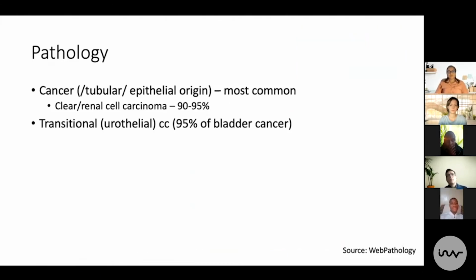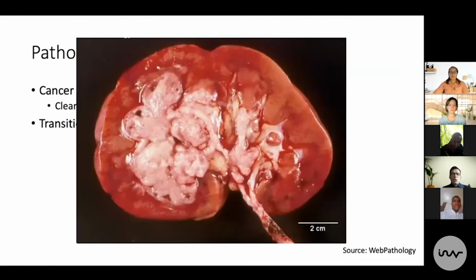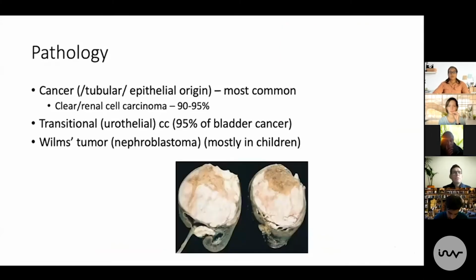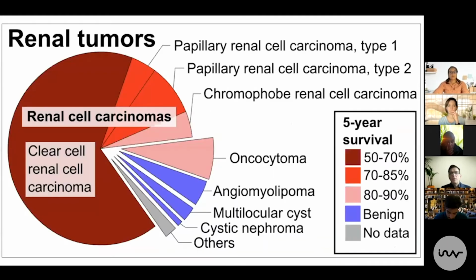So the second form which can be pathologically present in the kidney is the transitional cancer or urothelial cancer, which is actually 95% of the bladder cancer cases. So it's the most common bladder cancer type, but seldom it can also appear in the urothelium of the upper urinary tract. So you can see that the ureter is the source of this kind of cancer. And the third type is the Wilms tumor or nephroblastoma, which is present mostly in children. So these are the most common types of renal cancer.